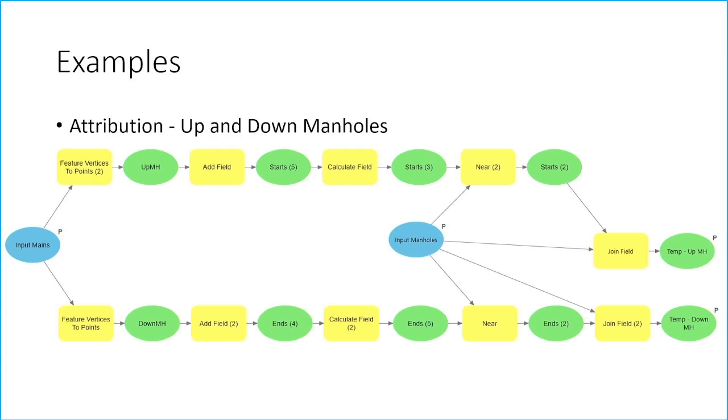And then having those IDs in that near result, I can join that back to my mains and say this is my downstream or this is my upstream and just do field calculates. So I can do this for a whole area at a time. I don't have to manually do data entry for every single manhole up and manhole down on every single pipe. Okay.